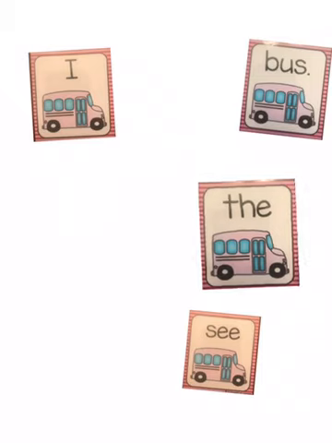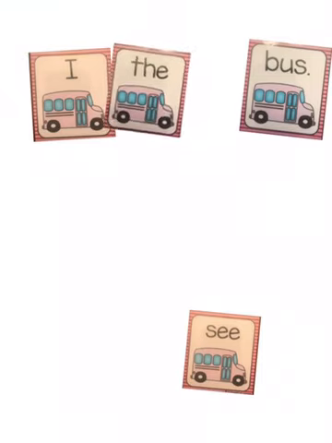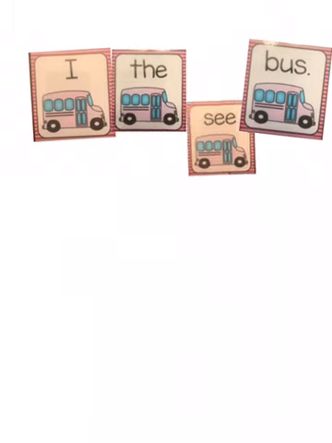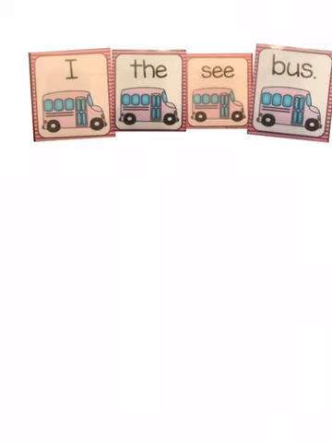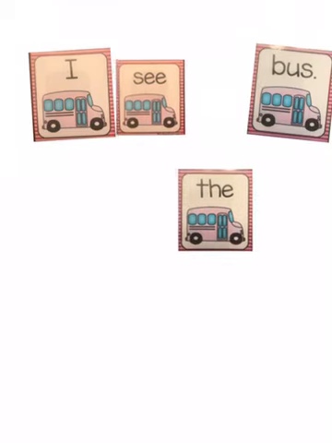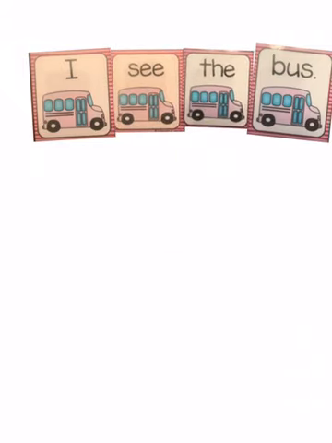So I have I and bus. Then I have two more words that I have to figure out where they go. So I'm going to try to put this one here and this one here, and then I'm going to read it and see what it says to make sure it makes sense. So this says I, the, see, bus. No, I don't think that makes sense to me, but I know my first word and my last word are in the correct spot. So let's try to move these two cards. Let's switch them around and then read it again and see if that makes sense.